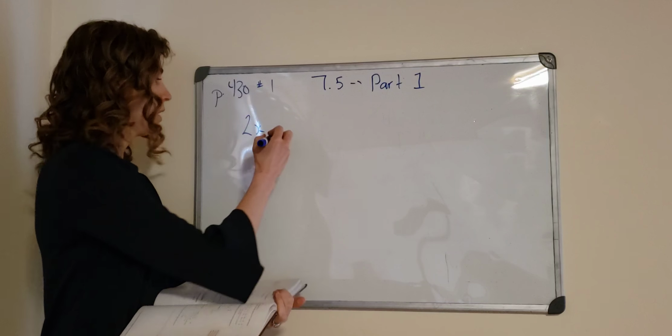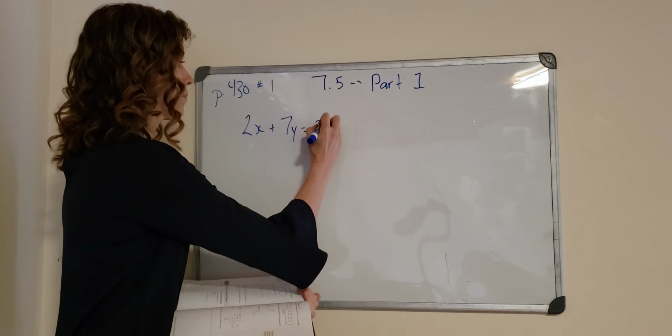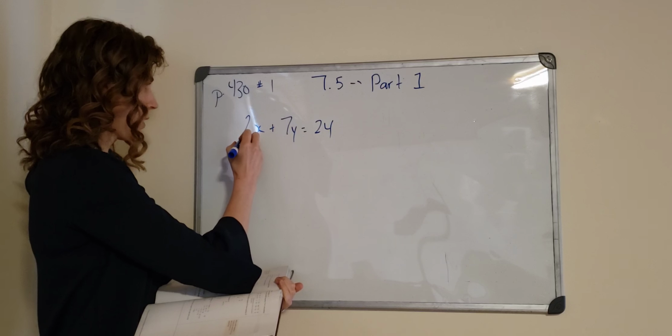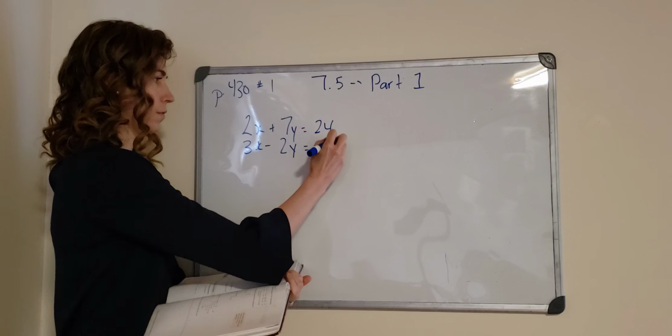So, pretty exciting. 2x plus 7y equals 24, and I'm using a blue marker now that I took as well. Okay, 3x minus 2y equals negative 4.